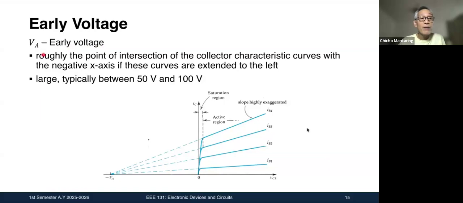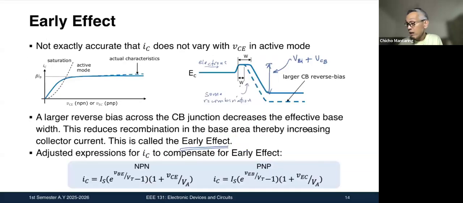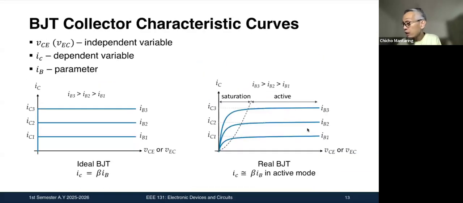The early voltage. That is roughly the point of intersection of the collector characteristic curves with the negative x-axis if these curves were extended toward the left. Again, let's go back to these curves. So these curves would actually have a slope. And it just so happens that as IB increases, the slope will also increase. So this will have a slight slope. This will have a slightly bigger slope. This will have a bigger slope than the previous. So as you go up, your slope will increase.